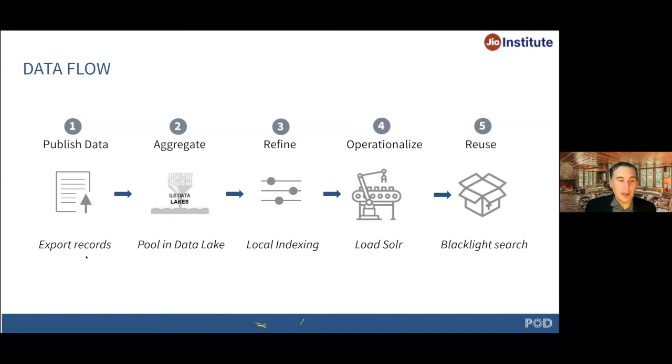So again, that's export the records in the published data set, pool in a data lake, do the enrichment to enable local indexing, load those into Solr, our open source indexing technology, used actually by all 13 institutions. And then for Stanford, exposed via Blacklight. Other institutions are using different systems. University of Chicago uses Viewfind, Harvard and Dartmouth use Primo.